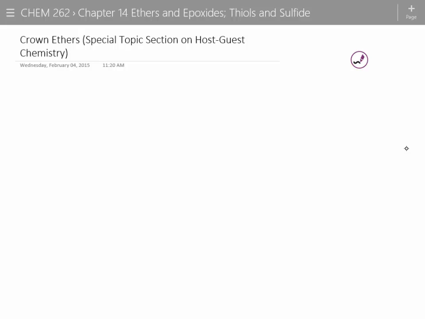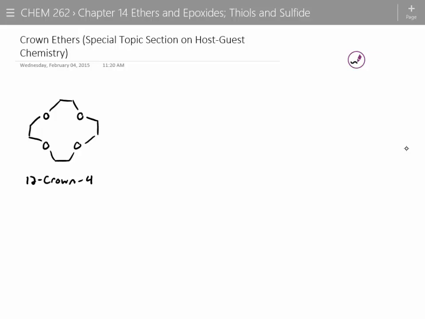These are called crown ethers. So we've got 4 oxygens, and they're each bridged with ethylenes. And so you can imagine these kind of look like a crown, right? So what this is called is 12-crown-4, because we've got 4 oxygens in it, but it's a 12-membered ring.